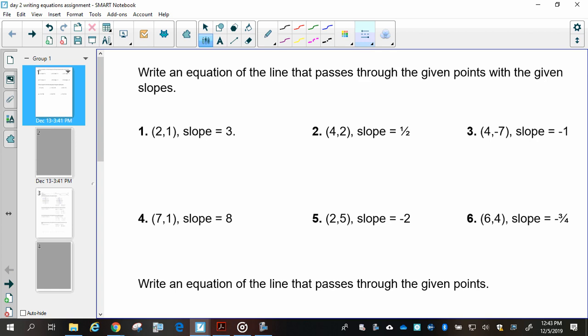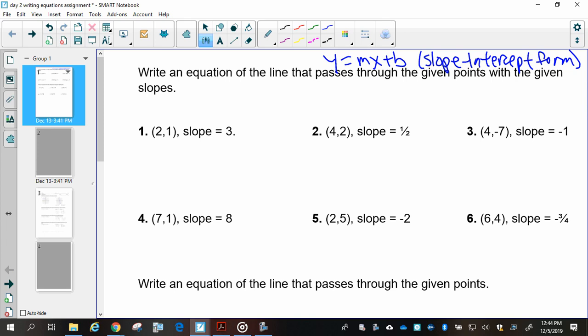Put it on your desk. Thank you. The first thing we need to do before we do anything else, what's the format of the equation we've been writing these in? Y equals mx. So that's the slope-intercept form. Y equals mx plus b. We're going to use that on this entire page, so we need to keep that in mind.